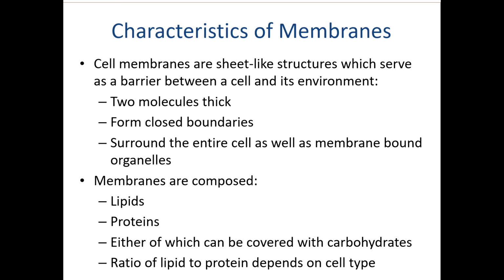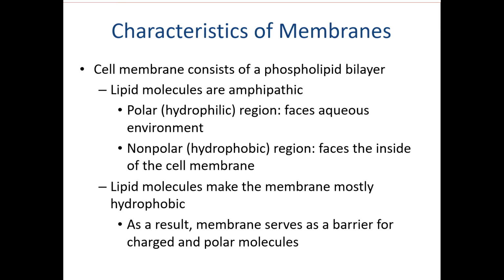All right, so what we're going to put together in this lesson is that the cell membranes are composed of lipids and proteins. There can be some carbohydrates on the outside, especially of the cell membrane, and we'll see the ratio of the proteins to lipids is going to depend on the cell type. All right, so these are some of the things that we're going to take a look at.